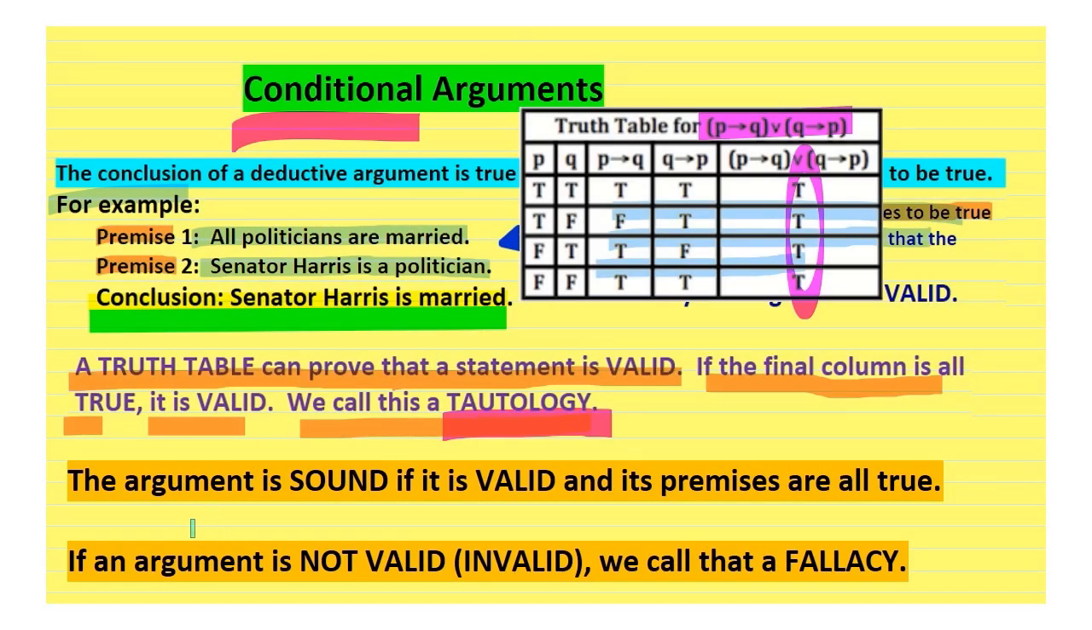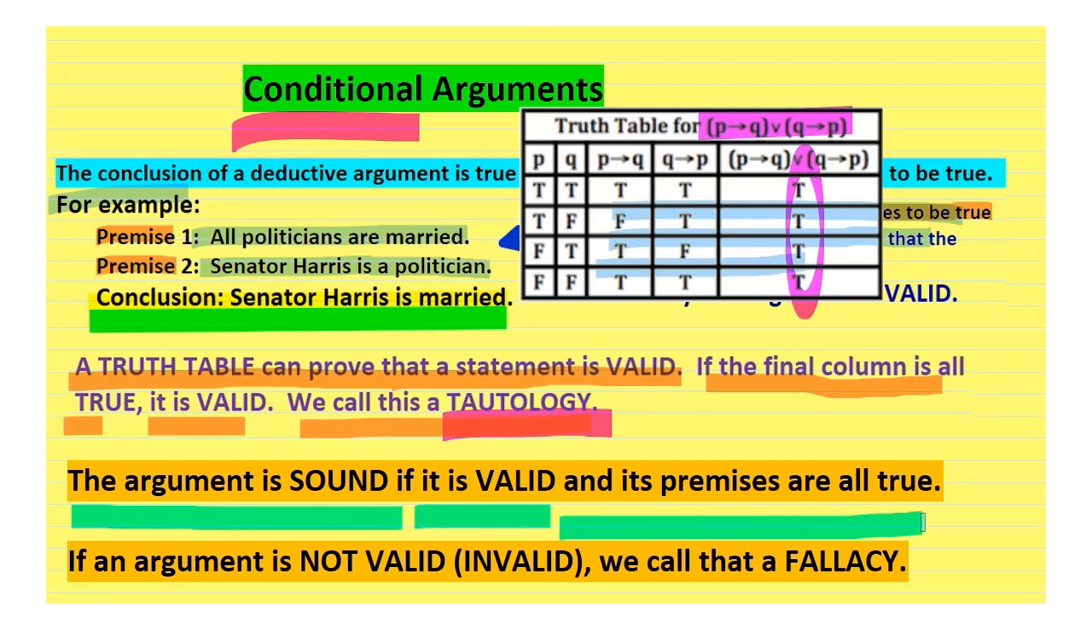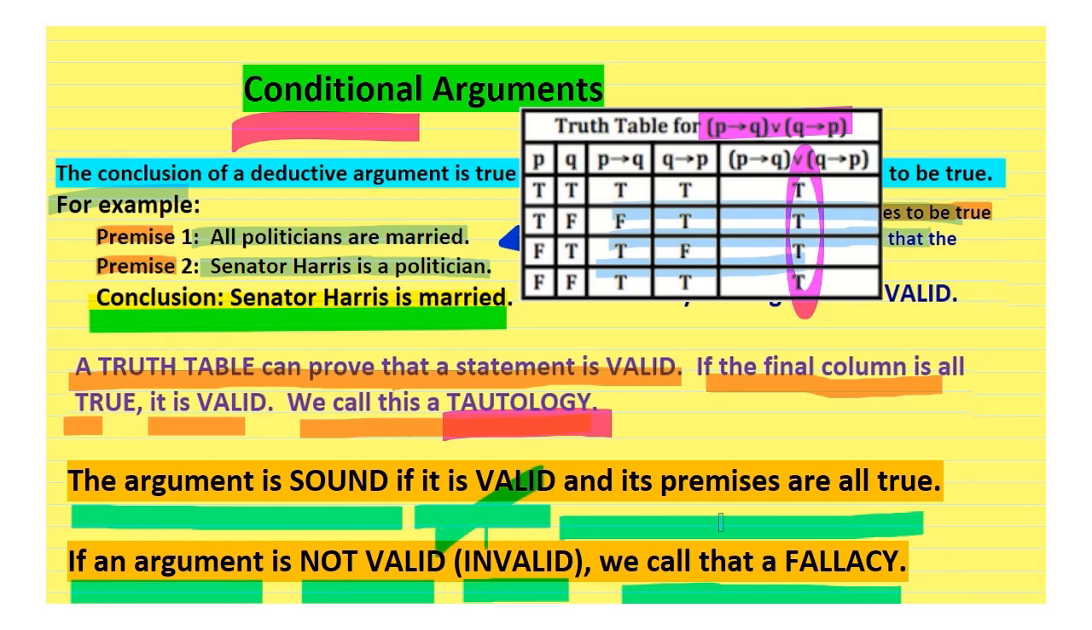Another way to think about this or state this is that the argument is sound if it is valid and its premises are all true. Of course, the opposite of this is if an argument is not valid, which is also the same thing as saying it's invalid, we call this a fallacy. So it's either valid or it is a fallacy.